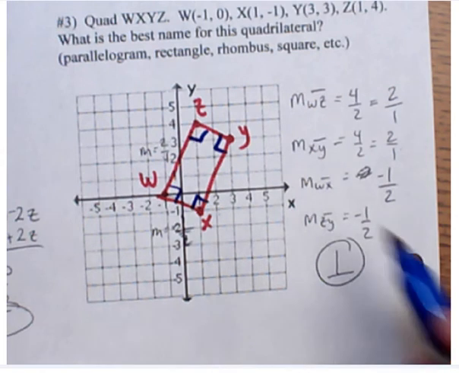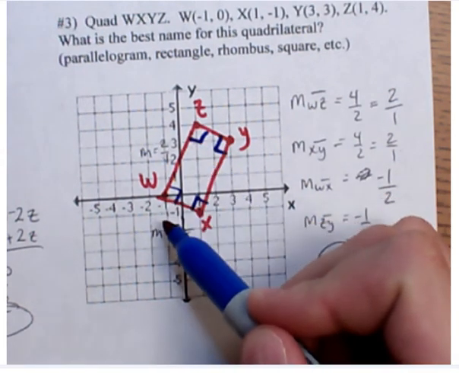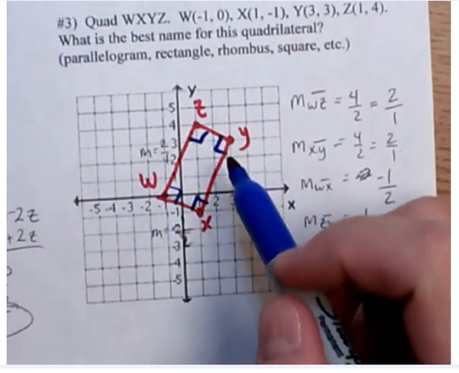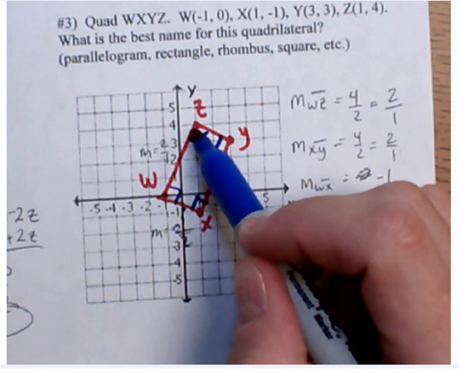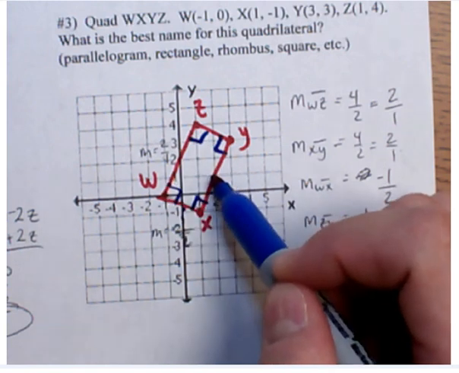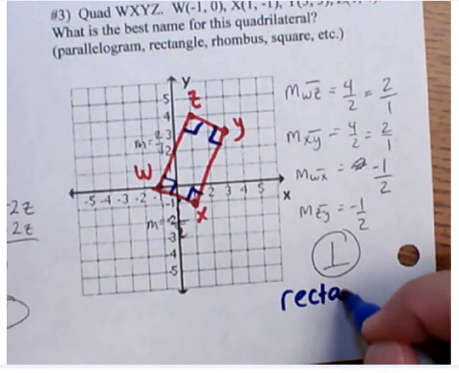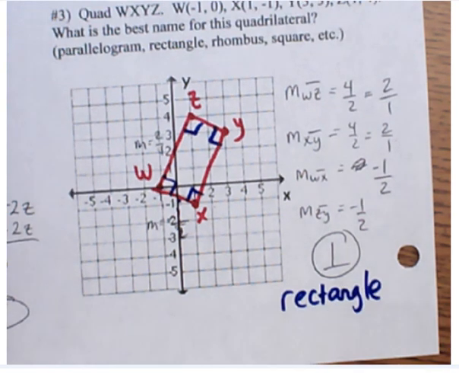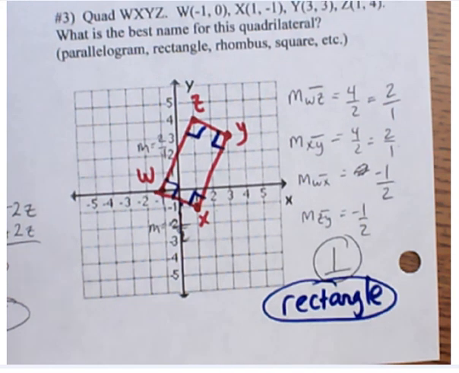Well, if it's a square, then that means all four sides are also congruent. Now, if you look at this, you can see right away that the top and the bottom, they're not the same distance as WZ and XY. Okay, so it's not a square, and we're going to say it is a rectangle. And that's our answer. Okay, and that is the end of the notes.